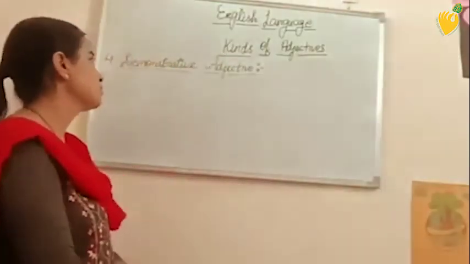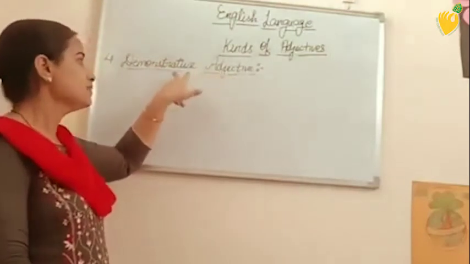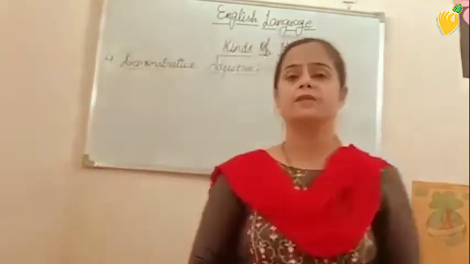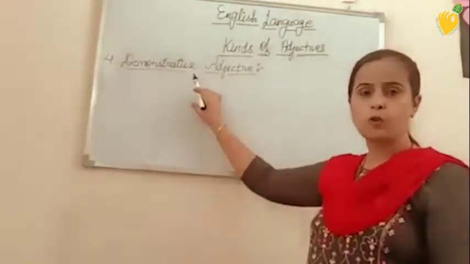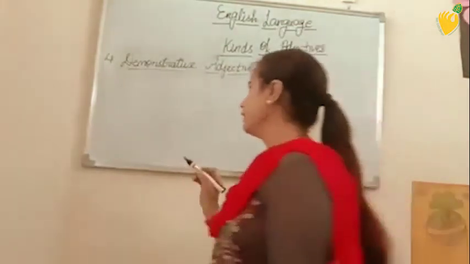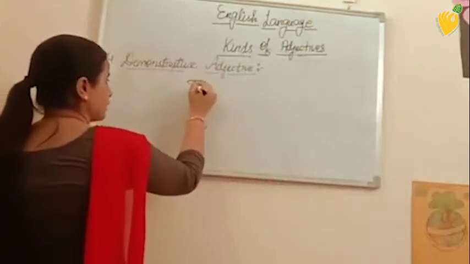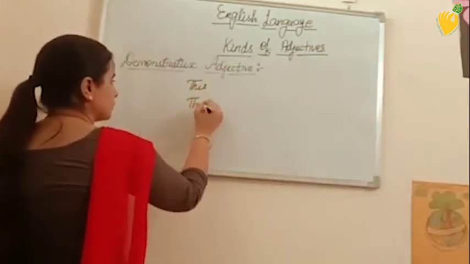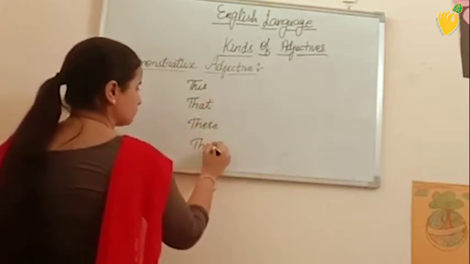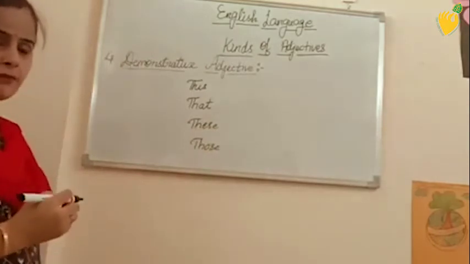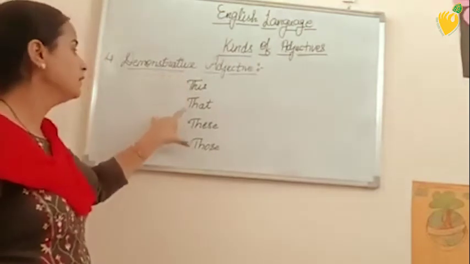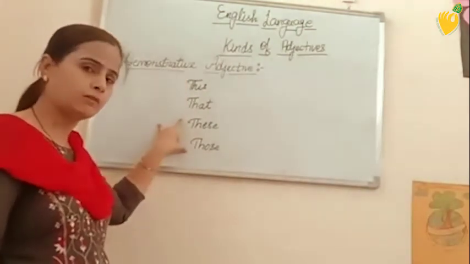Now fourth one is demonstrative adjectives. What is the meaning of demonstrate? Demonstrate means to show. So the adjectives that we use to show or to point out any noun are known as demonstrative adjectives. We are having 4 demonstrative adjectives, that are this, that, these and those. In these 4, this and that we use for singular nouns, and these and those we use for plural nouns.